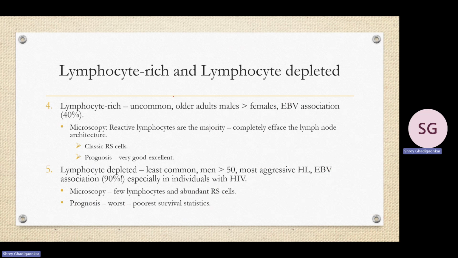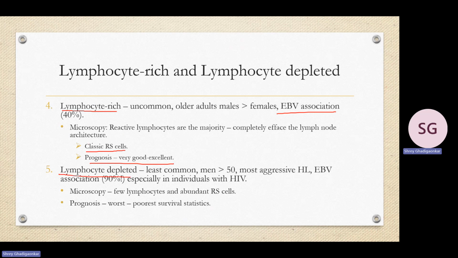The last two types are the lymphocyte rich and the lymphocyte depleted. So lymphocyte rich, in the name itself, we know that there's a large number of lymphocytes. This type is usually uncommon. However, it does affect older adults, adult males more commonly than females, and there's an EBV association as well. Microscopically, reactive lymphocytes are the majority, as mentioned. They may also have classic Reed-Sternberg cells, and the prognosis of this is usually excellent.